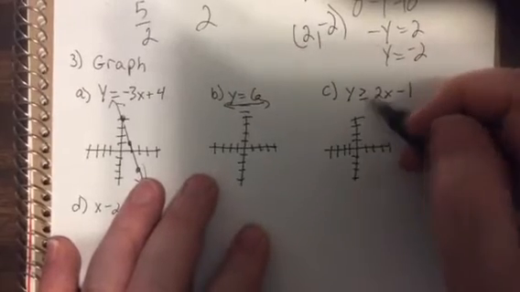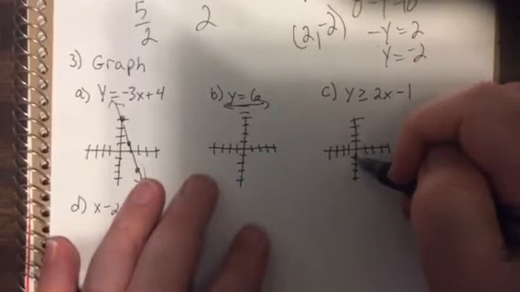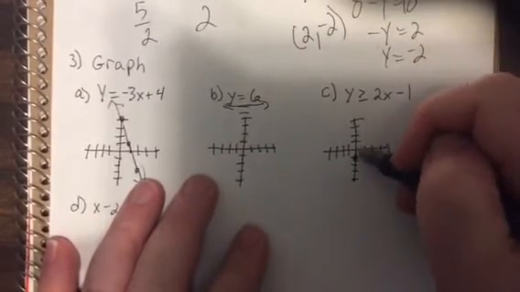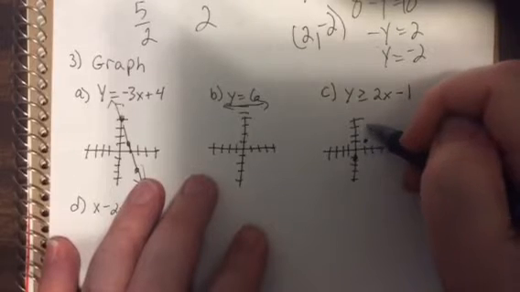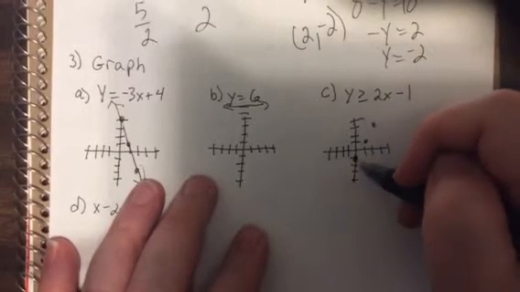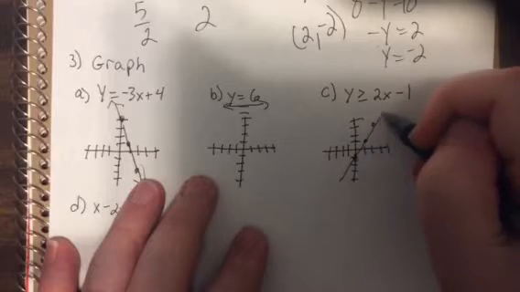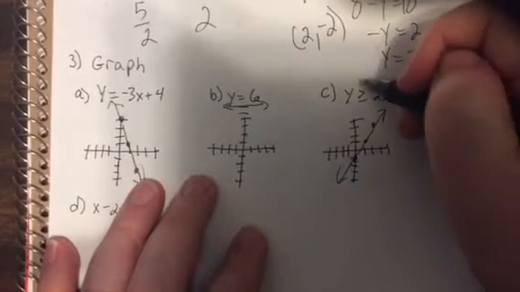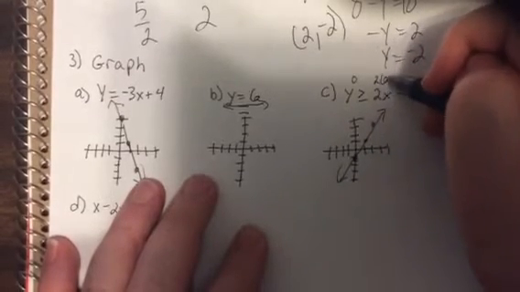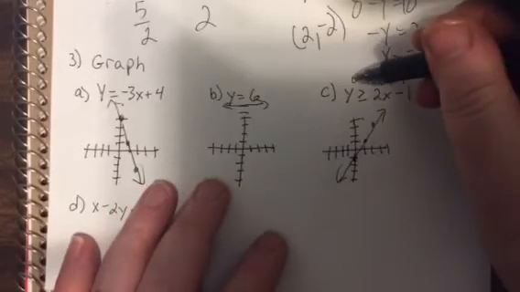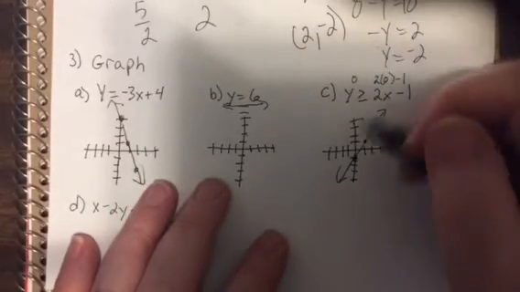This one, inequality, so we're going to have some shading. -1 is the intercept, 2 over 1 is the slope. Now it's solid. If there's no equals, it's dashed. Put in 0, 0. Is 0 greater than -1? Yes, it is.